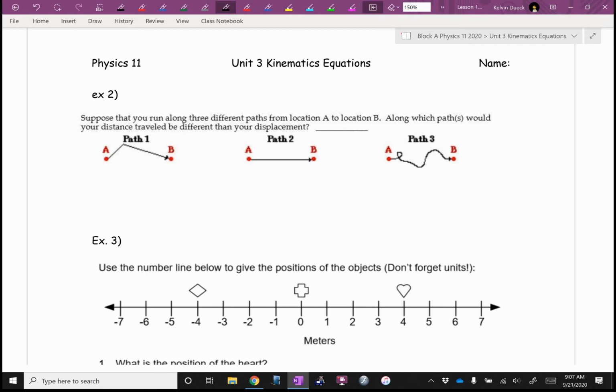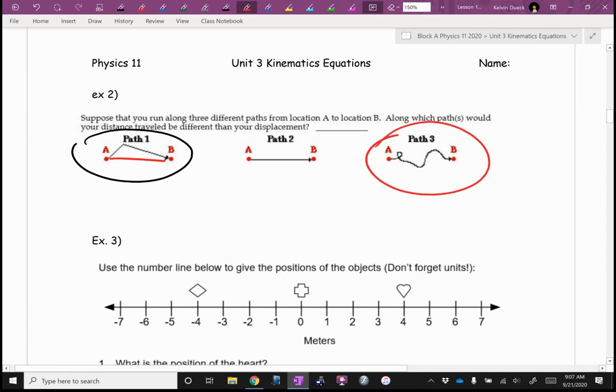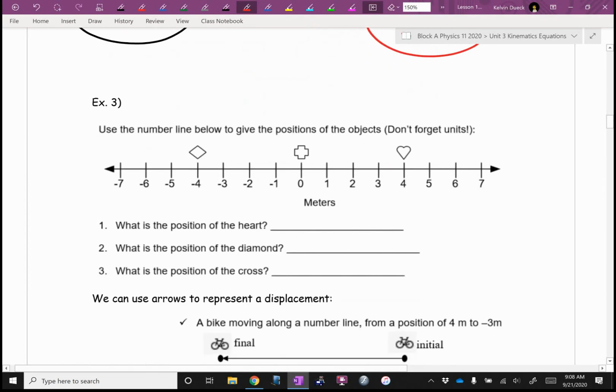Path 2. Yeah. So path 1, your displacement would be the zigzag. It would have a much larger magnitude. Path 3, again, your displacement would be the straight line path. Your distance would be that wiggly path. Okay. So the long diagonal path would be your distance. The red line would be your displacement. Here, they're the same. Is that all right, Max? Yeah? Okay. Example 3.